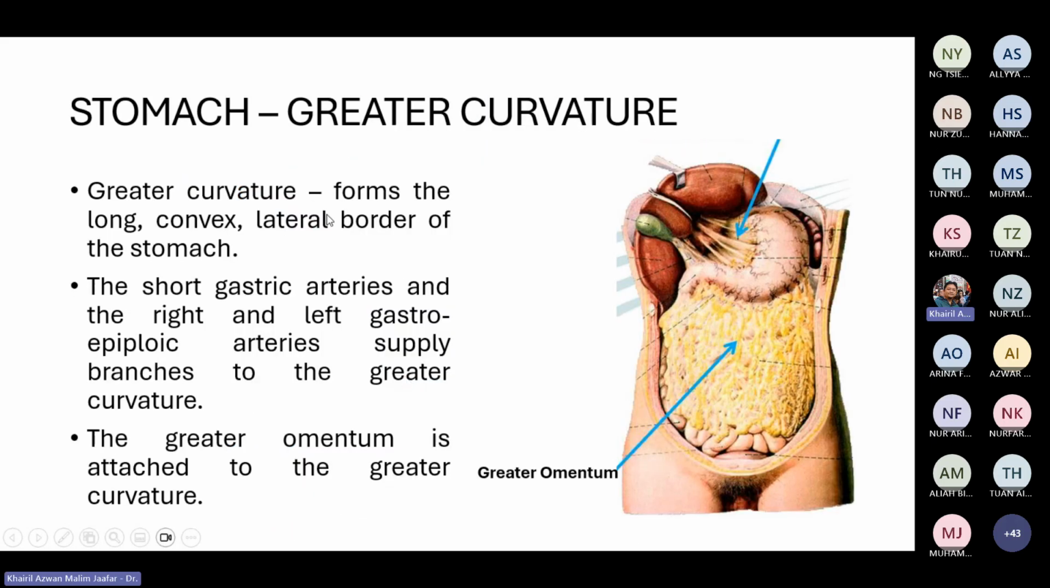Okay, so the greater curvature is attached to the greater omentum, right? Let's see. So this is the greater curvature, and you can see all this fat layer. This is the greater omentum. So the greater omentum is attached to the greater curvature of the stomach.